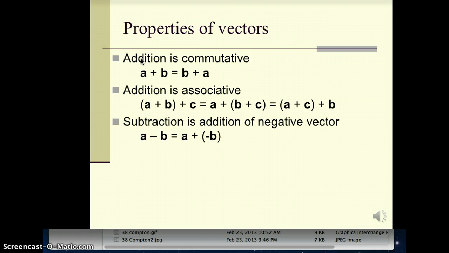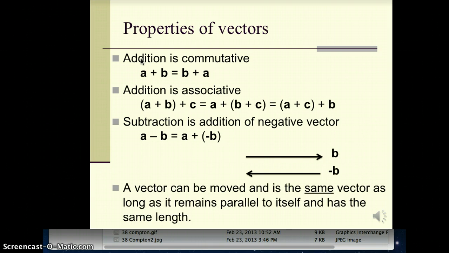Subtraction will be treated as addition of a negative vector. So when we see A minus B, what we're going to do is take the vector A and add to it the negative of vector B. So what is the negative of vector B? Well, here we have a vector B, and the negative of vector B will have the same magnitude, but will be in exactly the opposite direction.